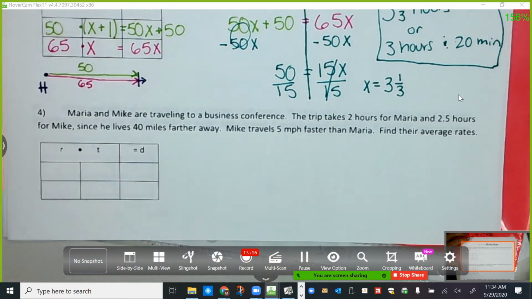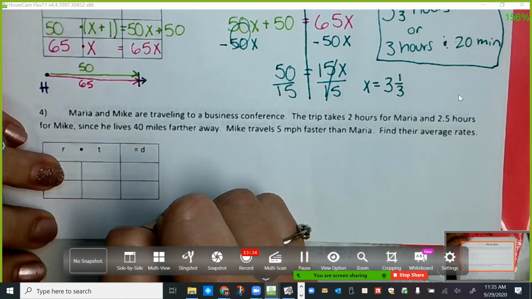So it says Maria and Mike are traveling to a business conference. The trip takes 2 hours for Maria and 2.5 hours for Mike, since Mike lives 40 miles further away. Mike travels 5 miles per hour faster than Maria. Find the average rate. So this one's a little messy. There's a lot of information, so we're going to take it one at a time. So we know that they're both going to this business conference.